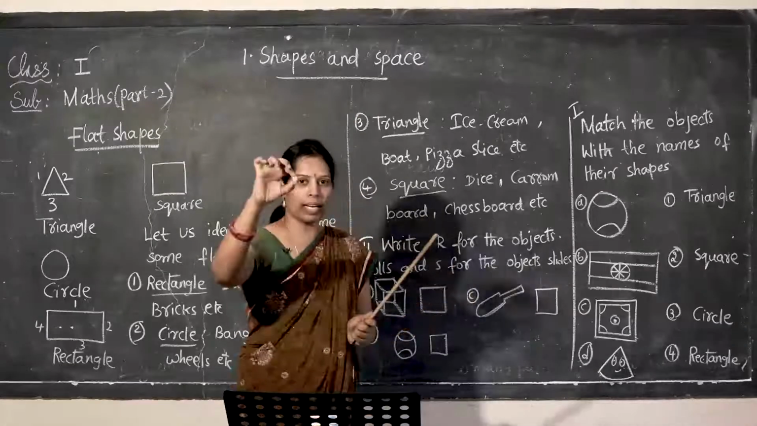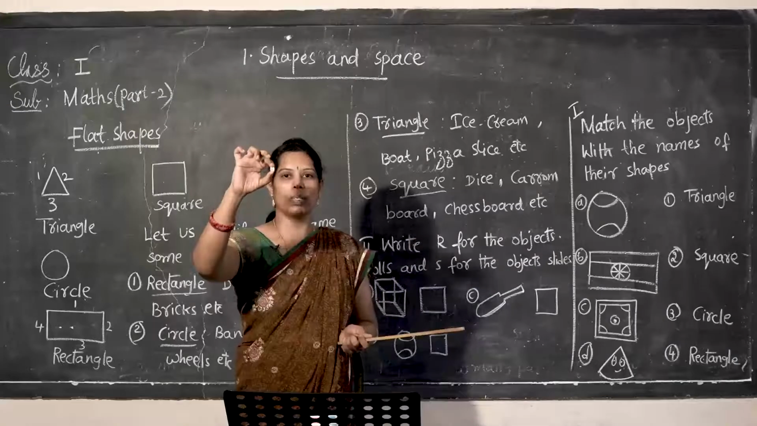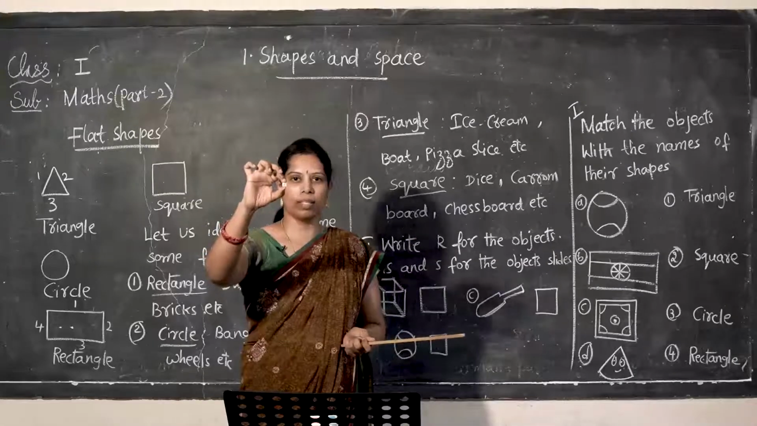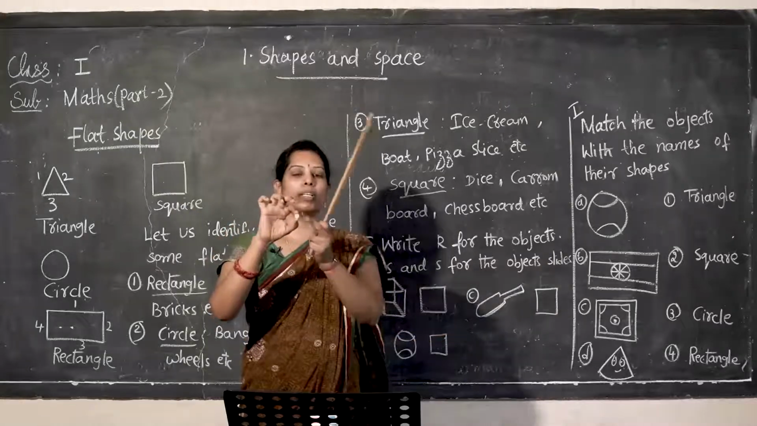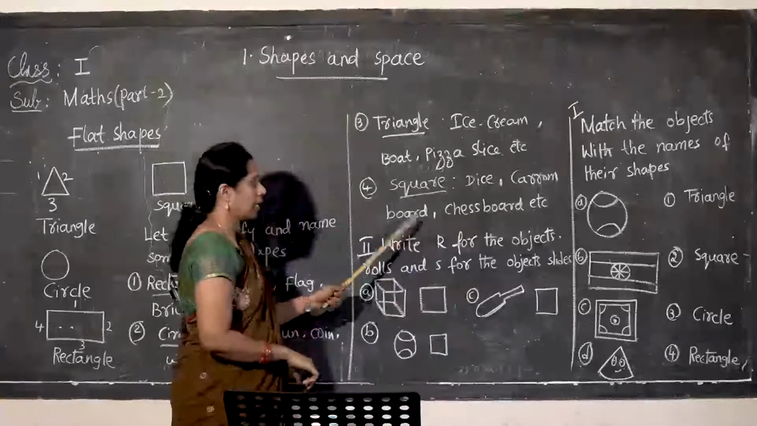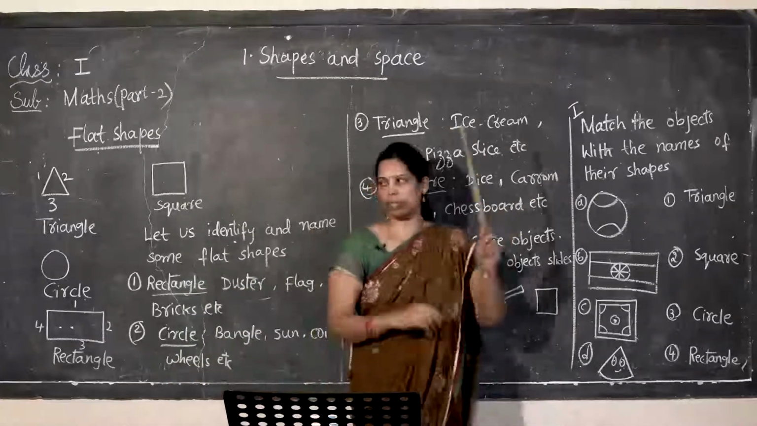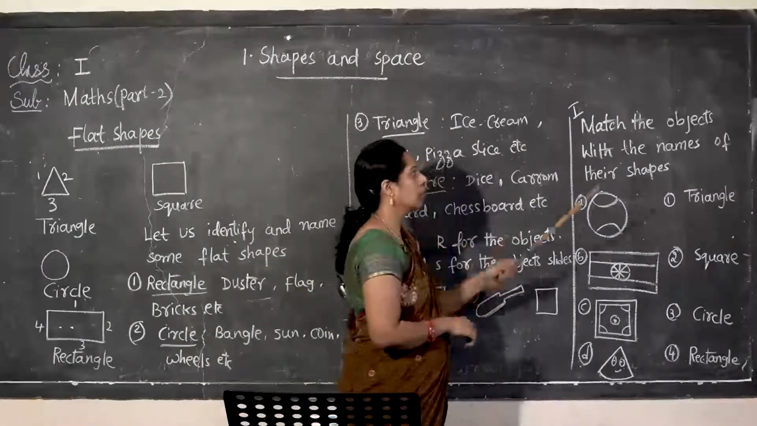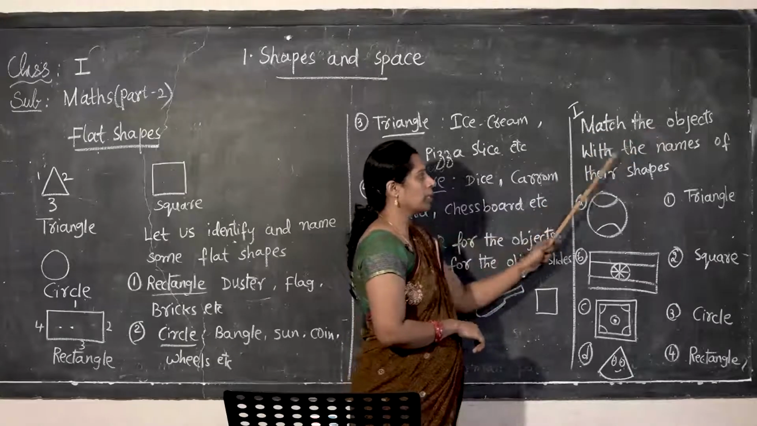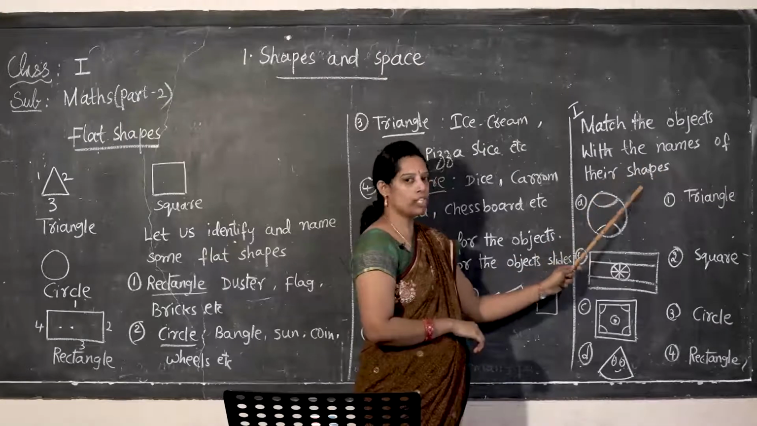Next, this is a dice. You will be playing Ludo, snake and ladder with this. What is the shape of this dice? It is also square in shape. That is, all the 4 sides are equal in this one. Next, depending upon this, on flat shapes we will be doing the match the following. Match the objects with the names of their shapes.